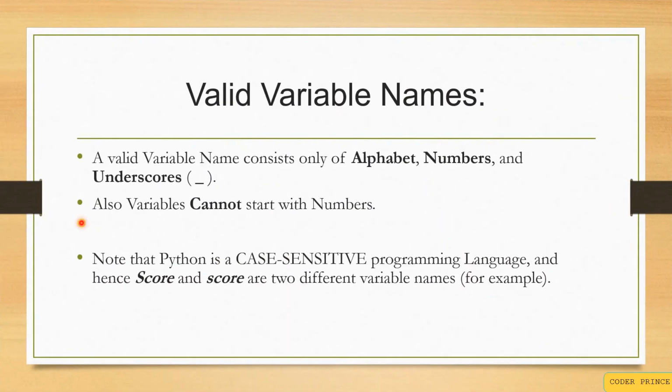Coming to the naming rules, valid variable names in Python consist only of alphabets, numbers and underscores. Any combination of these can be used in variable naming, but variables cannot start with numbers. Also note that Python is a case sensitive language, and hence score with a capital S and score with a small s are two different variable names.